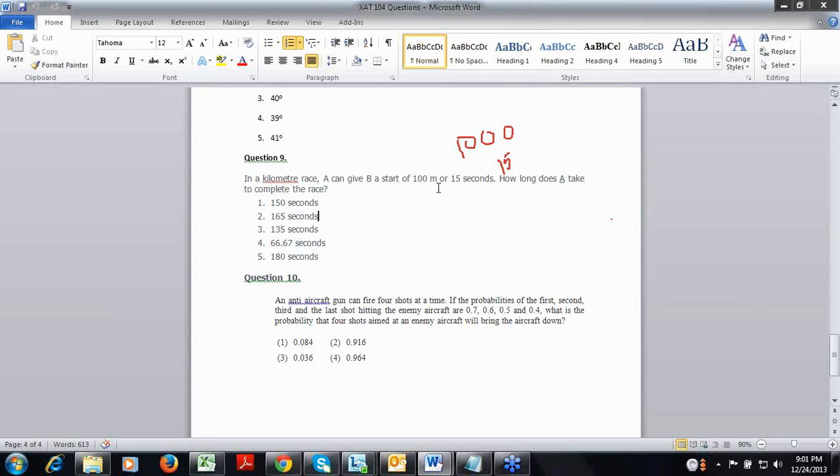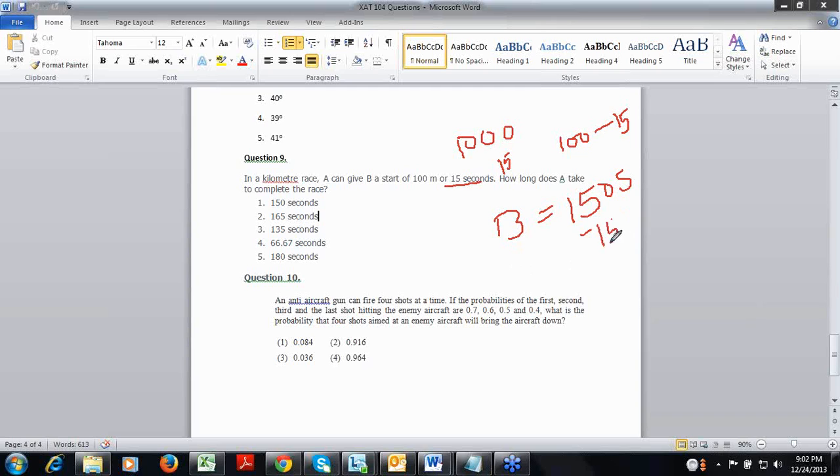So A can give B a start of 100 meters or 15 seconds. What does it mean? It means that B completes 100 meters in 15 seconds. So the total time taken by B is what? B has to complete 1000 meters, so it will take 150 seconds.